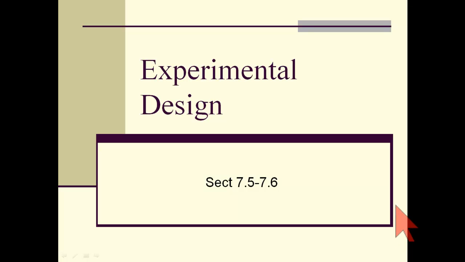Hi, this is the last video. It's over sections 7.5 and 7.6. It continues the discussion of how to produce data. So remember last time we talked about sampling and in particular talked about errors that can result from improper sampling. Let's continue the discussion here and talk about experimental design.